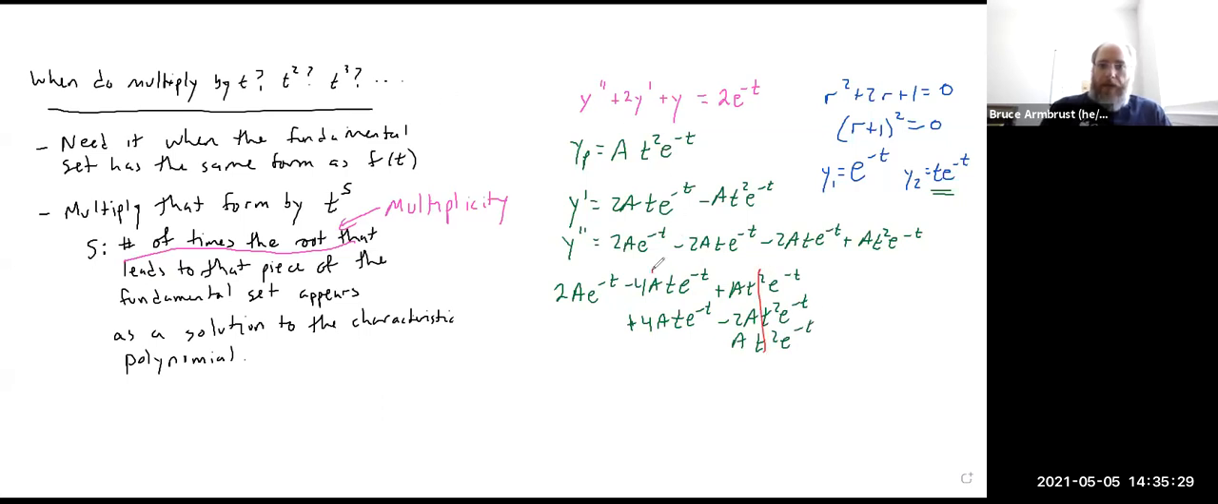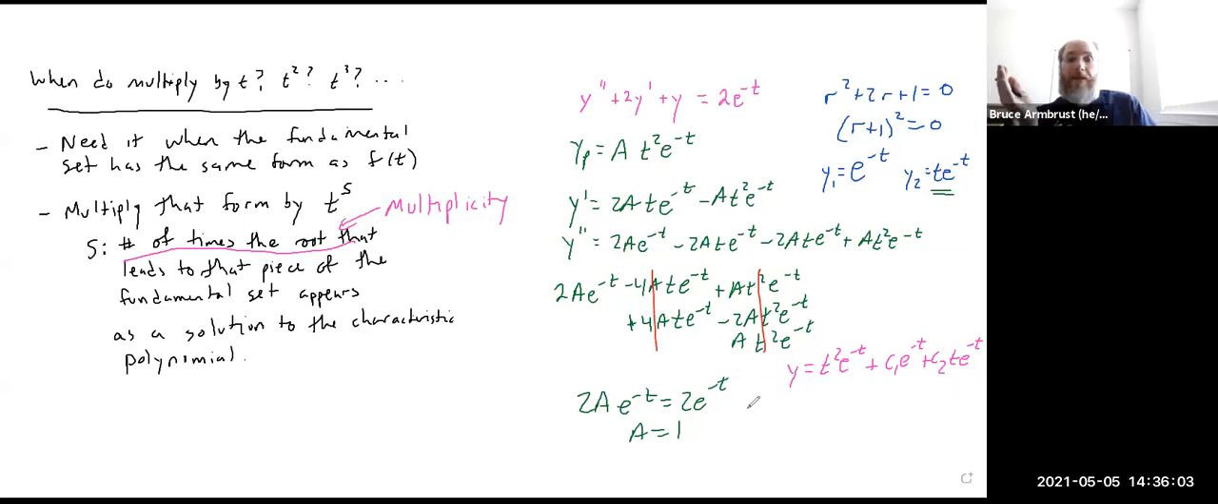So cancel, cancel. I need 2a e to the minus t to equal 2e to the minus t, which gives me a equal 1. So I got my particular solution. Putting it all together gives me y equals t squared e to the minus t. That's a particular solution to this, plus my other pieces. So exactly the same process. We just have to throw in that t squared.